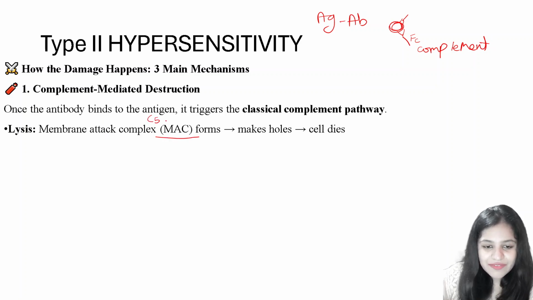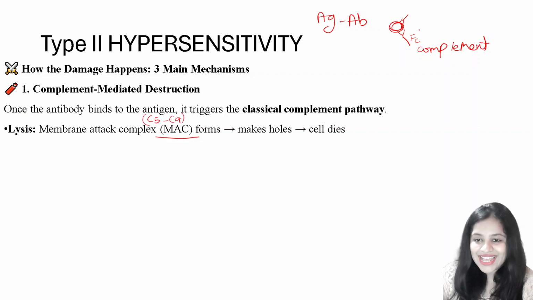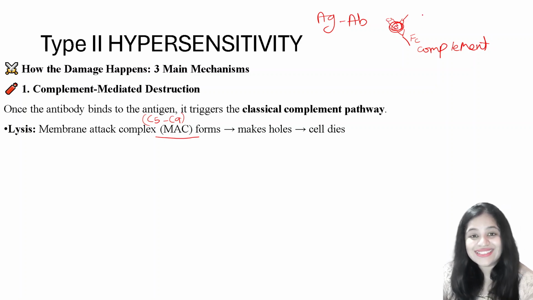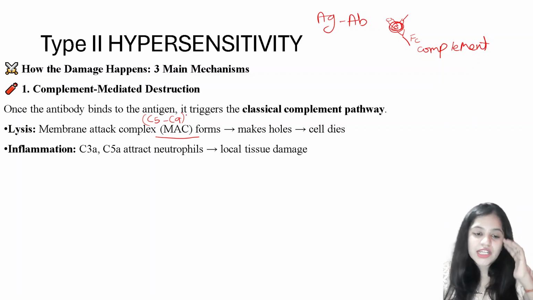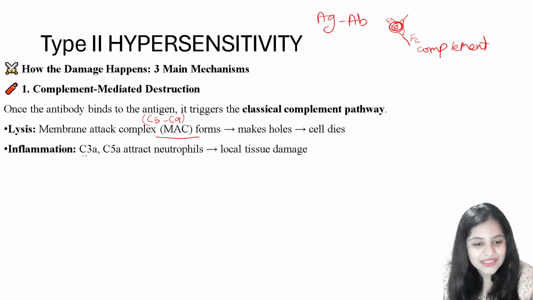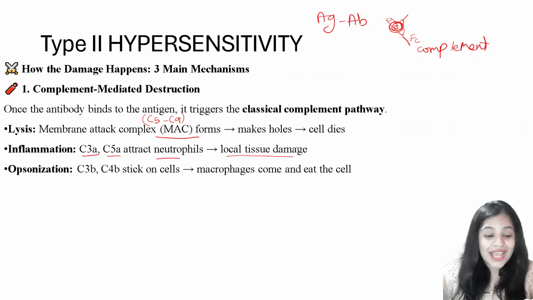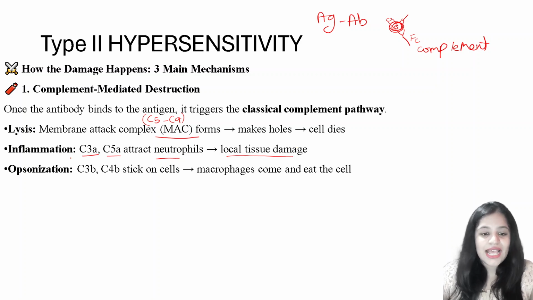That is your C5 to C9 complement. It forms your membrane attack complex. They make holes, these tubular holes, and the cell dies. Second, by inflammation, certain complements like your C3a and C5a attract neutrophils and cause local tissue damage. Then there is opsonization. Certain complements like your C3b and C4b act as opsonins.